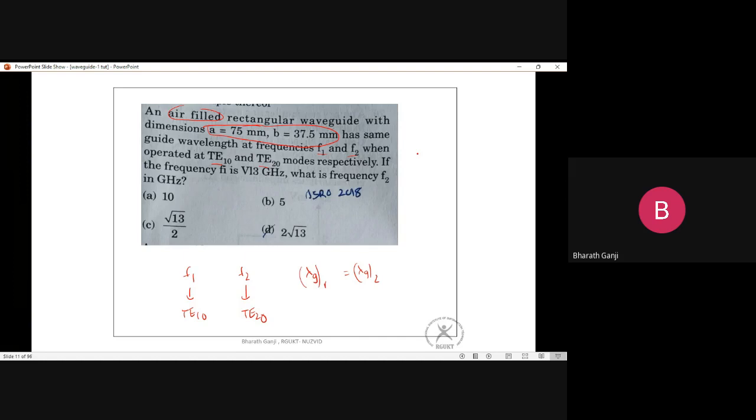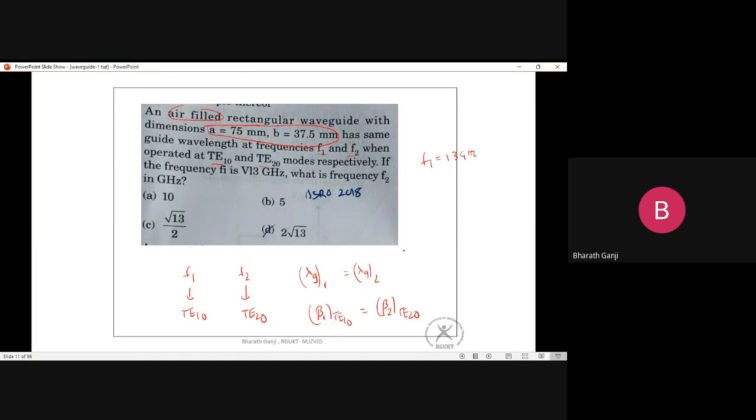So he gave you that the operating frequency f1 is 13 gigahertz. Okay, so if you remember, if I make the guided wavelength same, that means in both cases the propagation constant should be same. In one case the propagation constant is TE10 mode, and in the other case the propagation constant is TE20 mode. It is the same waveguide, not different waveguides. So what is the propagation constant in both cases? Of course here it is operating at frequency f1. Maybe you get confused, I will write beta 1 here and beta 2 here, so that you don't confuse. They are not operating at the same frequency, different frequencies.